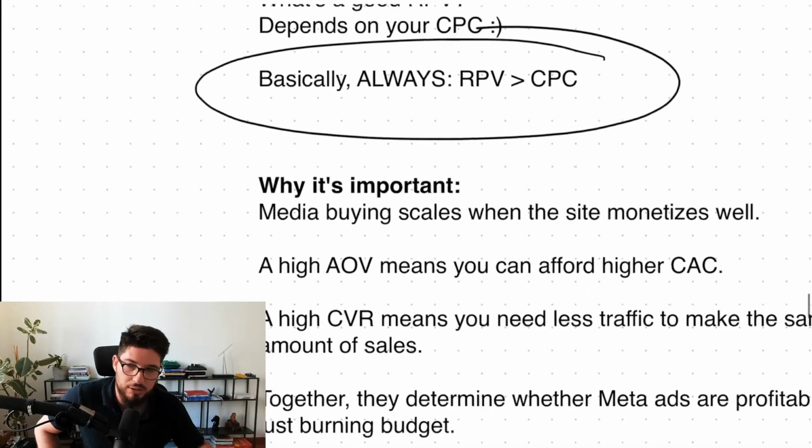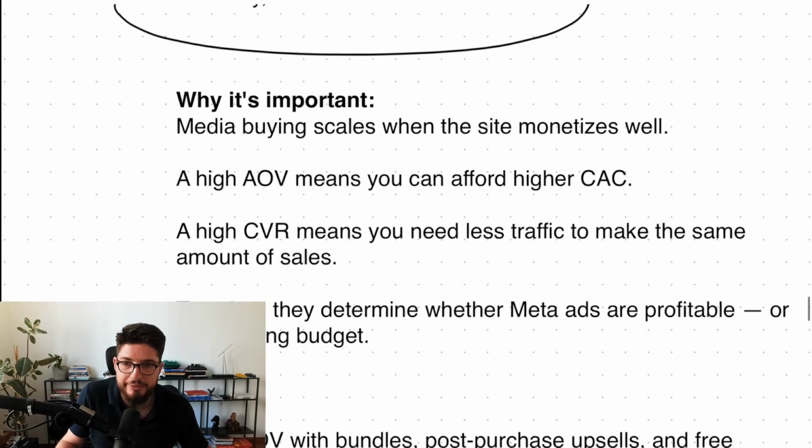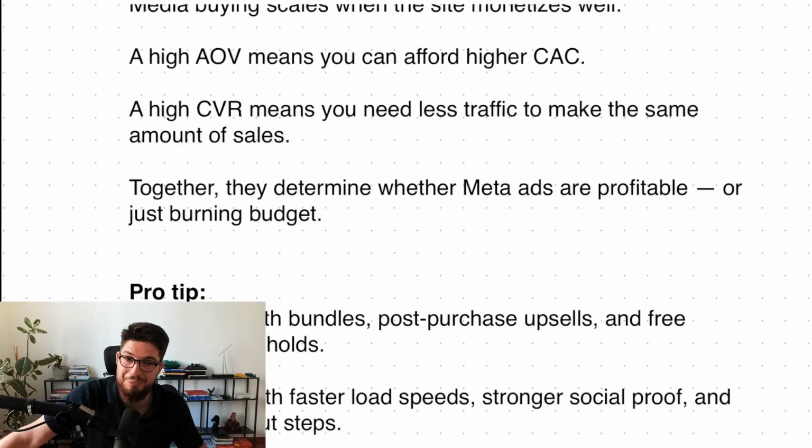Why is this important? Media buying scales when the site monetizes well. Basic: high AOV means you can afford to pay more to acquire a customer. High conversion rate means you need less traffic to make the same amount of sales. So push them to the limit, and they determine Facebook profitability.